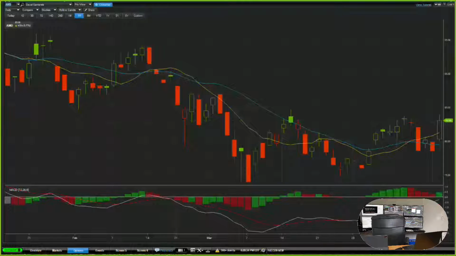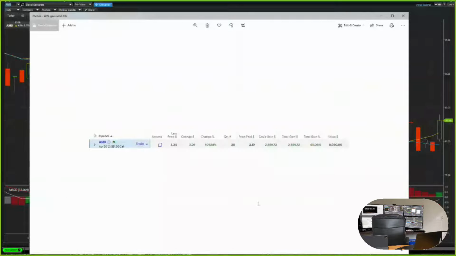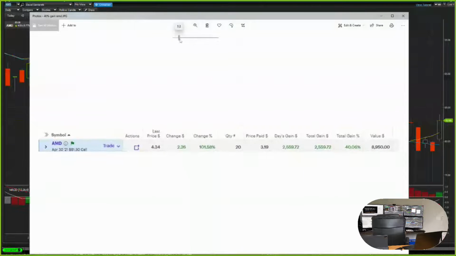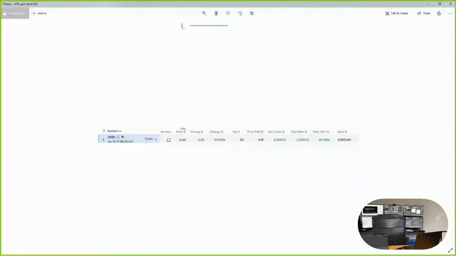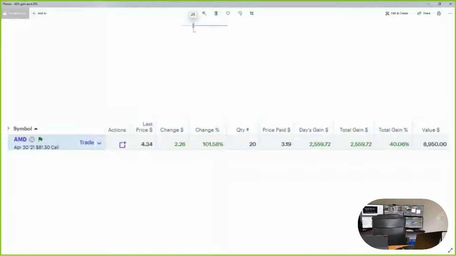Okay, so here is our AMD trade, guys. We made this trade today on AMD. Here is the trade. Could you guys see that? Let me zoom in a little bit more here. So here is the trade that we made on AMD. And this is what I want to show you about those explosive profits. I took this picture literally about 30 minutes into the trade.